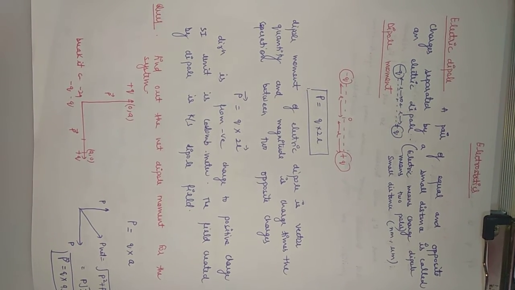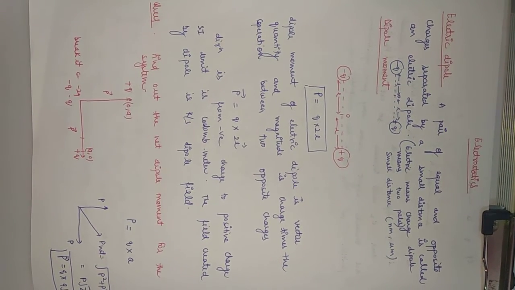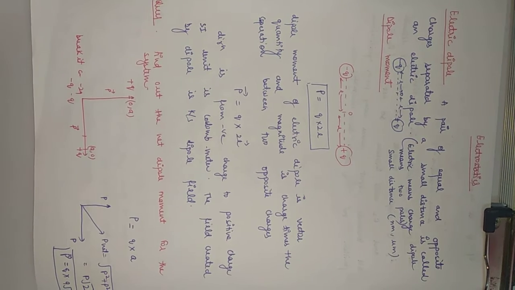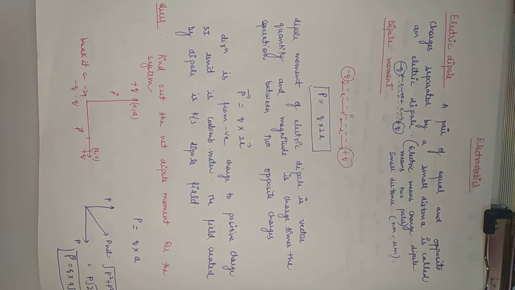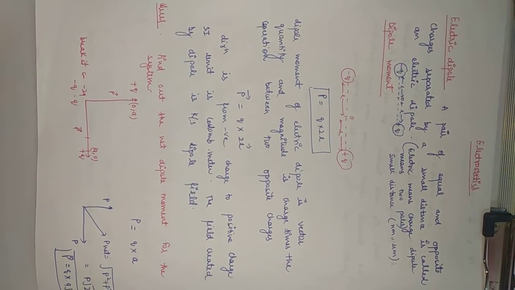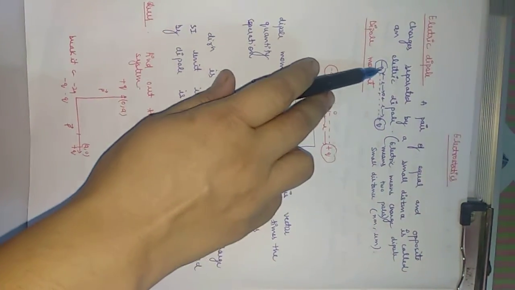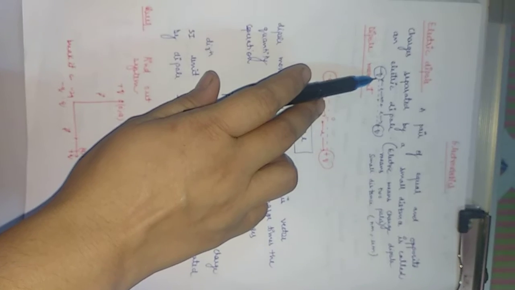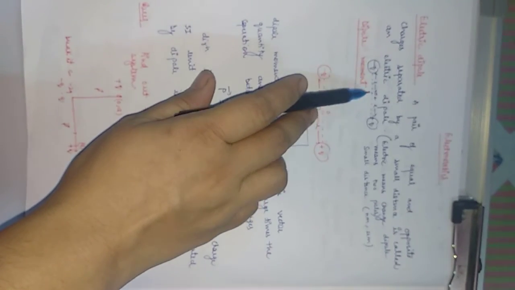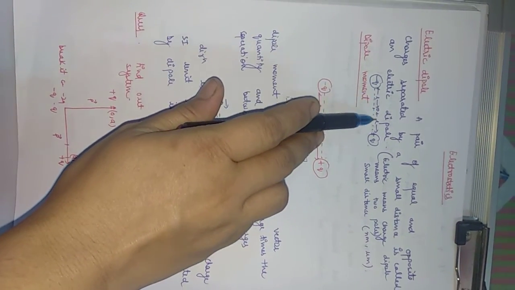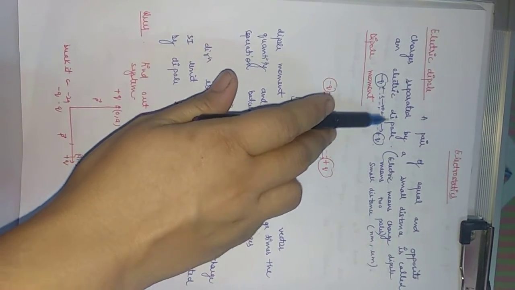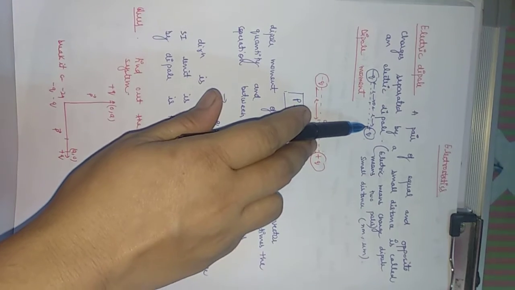Now, what is a dipole? When a pair of equal and opposite charges are separated by a small distance, then this system or arrangement is known as an electric dipole. You can see here in the diagram we have two types of charges. One is minus q, another one is plus q. These are separated by a distance 2l. This arrangement is known as a dipole.